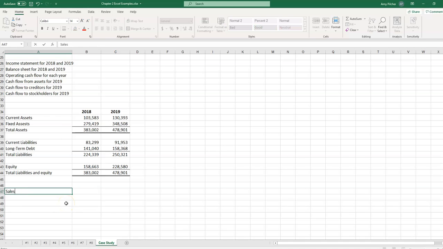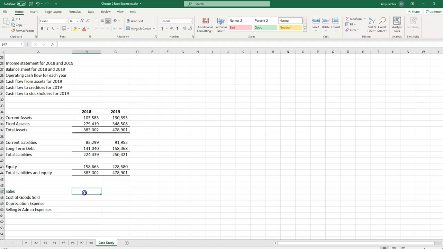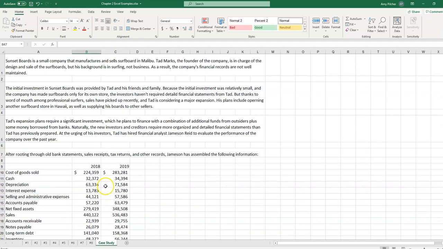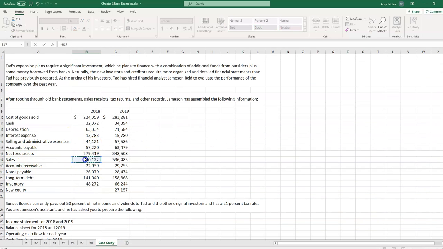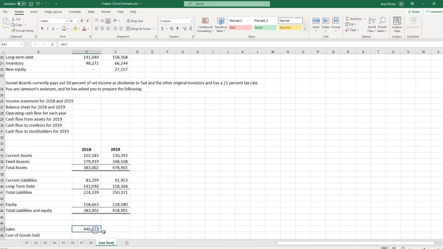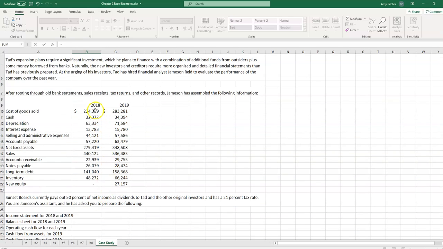So we start with sales. We have cost of goods sold, depreciation, and selling and admin expenses. So we're going to start with sales. Here, sales. Our cost of goods sold.